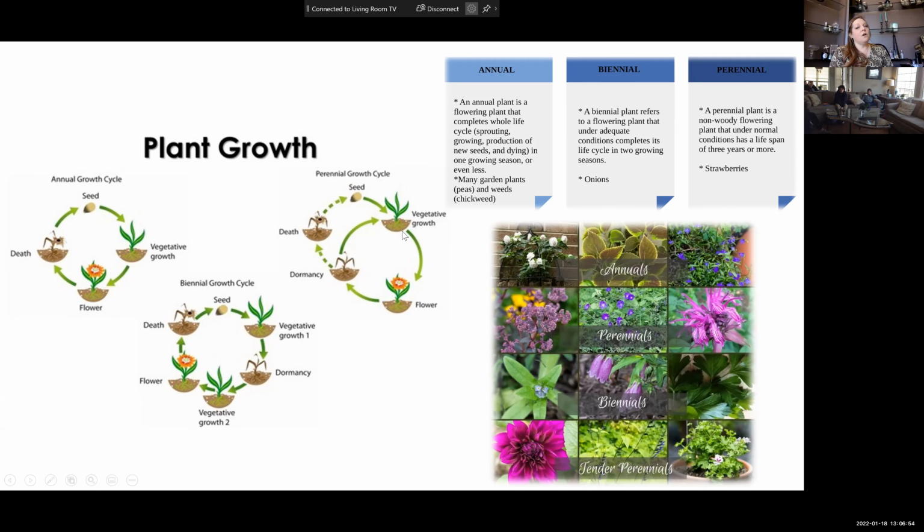So perennials are a little different in that you get your seed, you get vegetative growth, you get a flower, and then you get dormancy. And in the dormancy stage, it's going to come back and make vegetative growth, and then sometimes flowers will die and then you get seeds, but it keeps going. So if you have a plant in your yard that you planted and it's still there and still growing every year, that's a perennial. Usually I like perennials because you don't have to replant them every year.